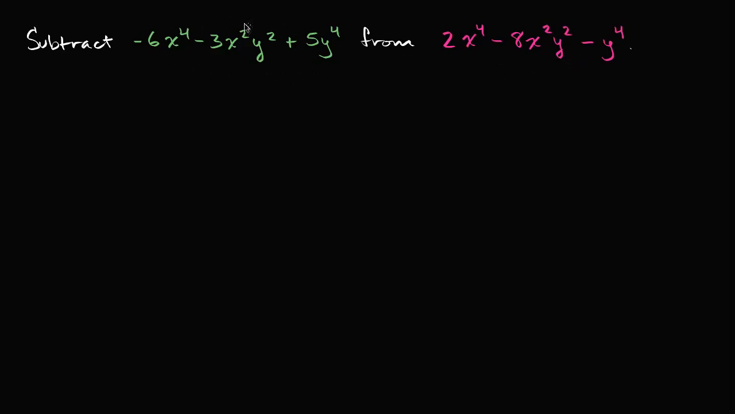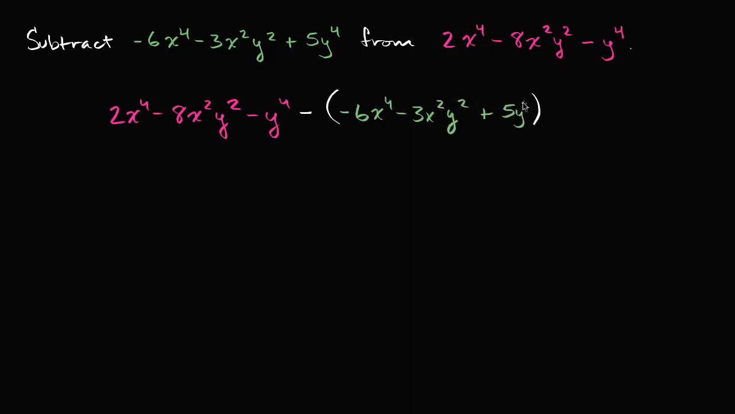So we're going to subtract this green polynomial from this magenta one. To actually perform it, we could write 2x to the fourth minus 8x squared y squared minus y to the fourth, minus, and I'm going to write this in parentheses, negative 6x to the fourth minus 3x squared y squared plus 5y to the fourth. So notice I'm subtracting this green polynomial in two variables from this magenta polynomial in two variables, which is exactly what it says to do up here.